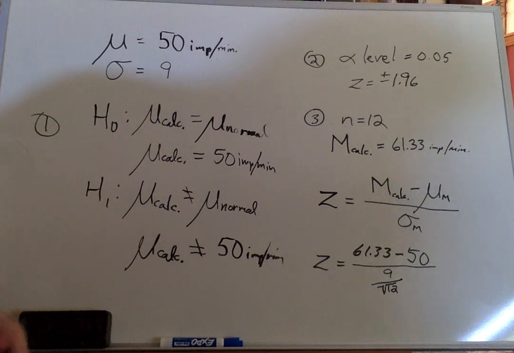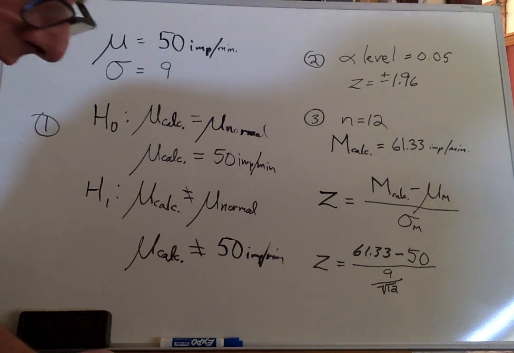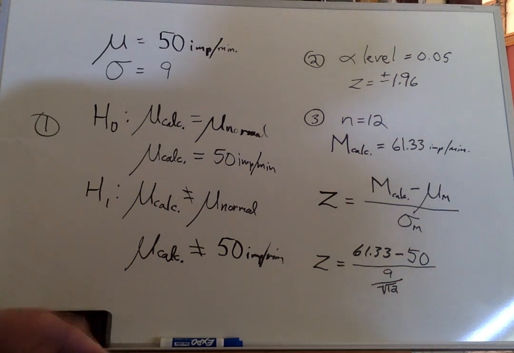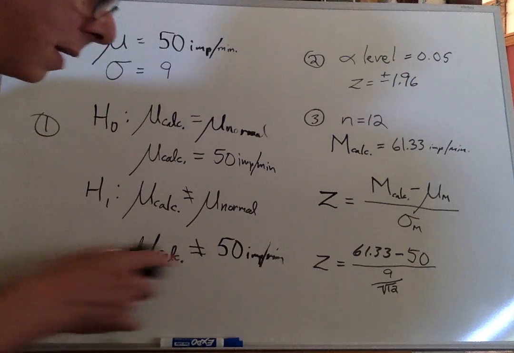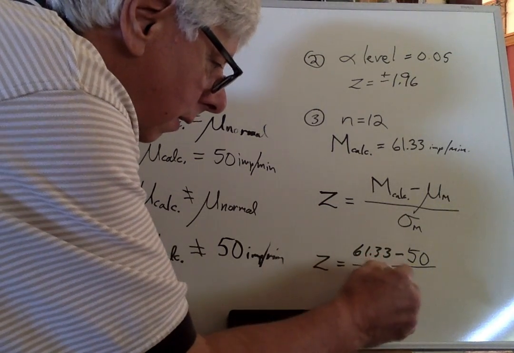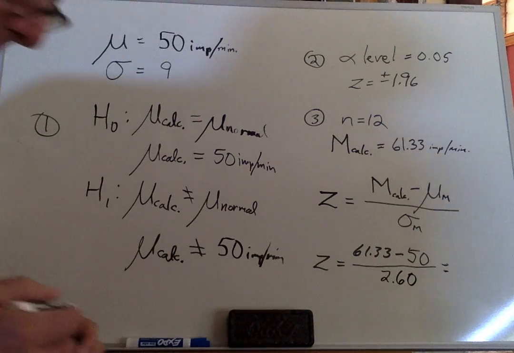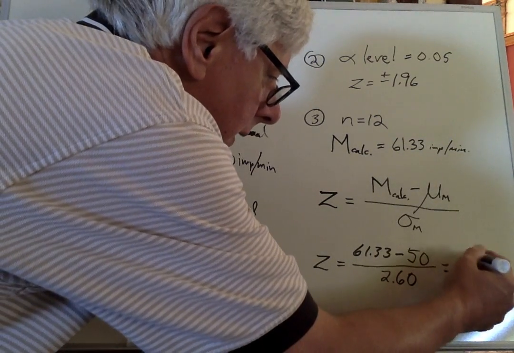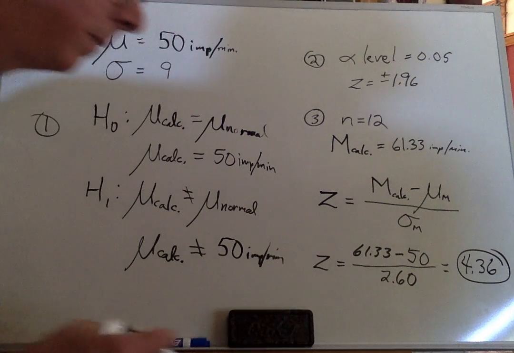Okay, so let me get my handy dandy calculator here. 12, we're going to take the square root, 3.46, okay? So 9 divided by 3.46, 2.60, okay? So this ends up being 2.60. Let's calculate our z-score then. 61.33 minus 50, divided by 2.60 equals, wow, a z-score of 4.36. 4.36, okay?